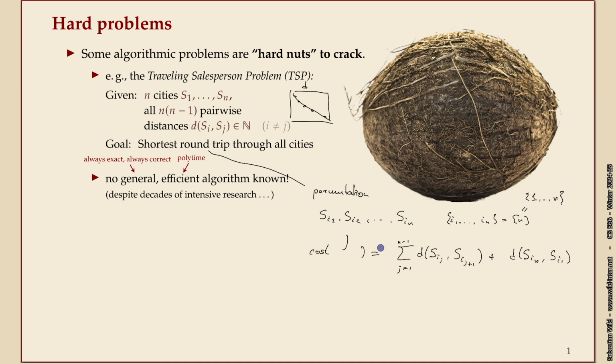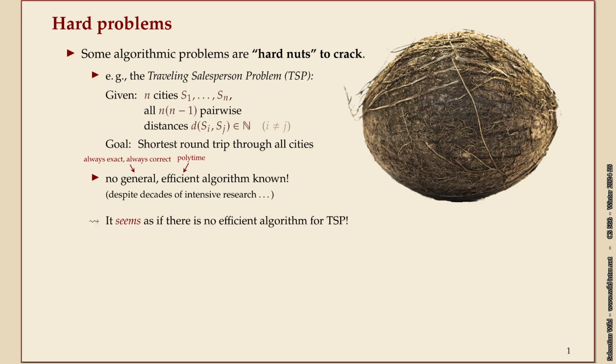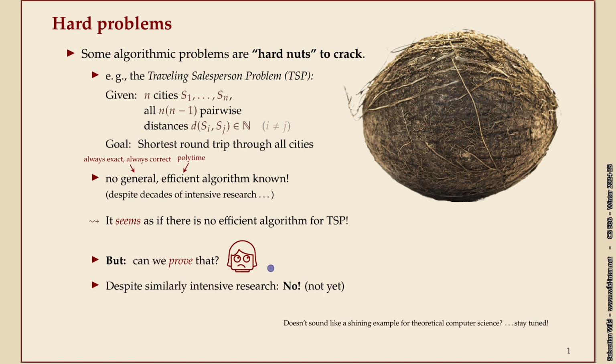Now, it seems we don't know how to find the best possible round trip in any meaningful way in this general case. No such algorithm is known, where efficient means polynomial running time in the input size. Again, we'll come to define this formally. So it seems there is no efficient algorithm for this, but that might just be us being incompetent. Can we prove that there is no such algorithm? As you may know, no, there is no proof that there is no such algorithm.